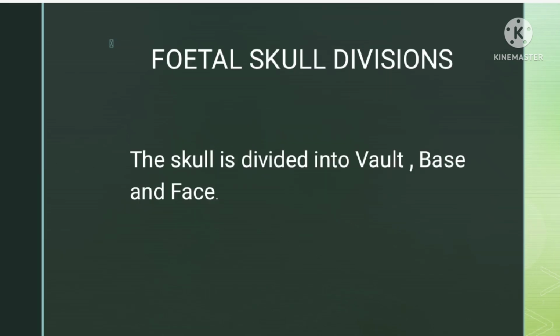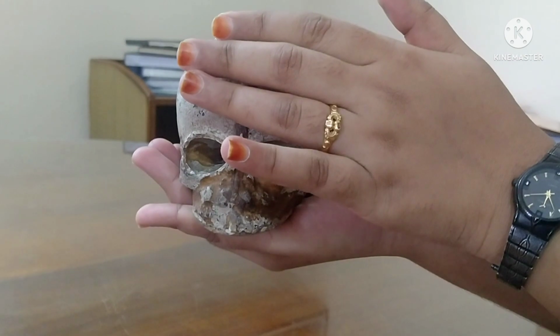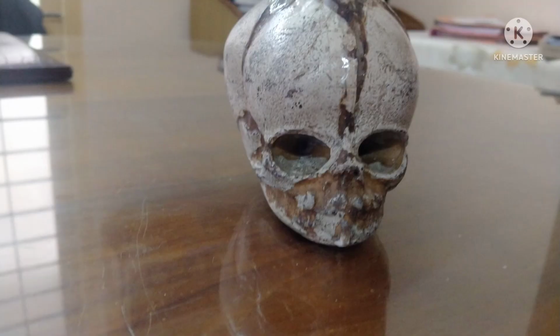Next, let's go for fetal skull divisions. It is divided into vault, base and face. This is vault, this is base and this is face. Bones of the fetal skull include occiput, 2 parietal bones, 2 temporal bones and 2 frontal bones.